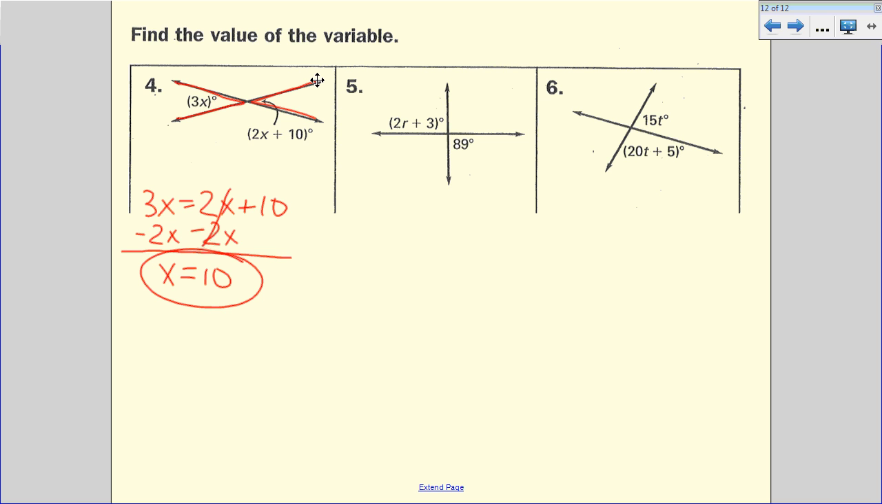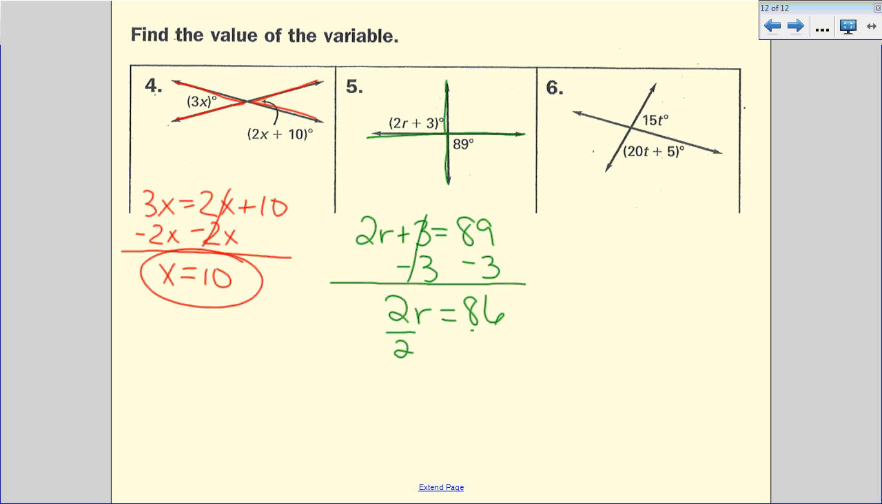When we look here and outline these, we outline our two angles, and they are vertical. There were no common sides. So I've got 4 different sections highlighted. So I know that they are vertical, and so I know they are equal. So I'm going to set them equal to each other. I'm going to solve. I subtract 3 to isolate the variable, and then I divide by 2. And so r is equal to 43.